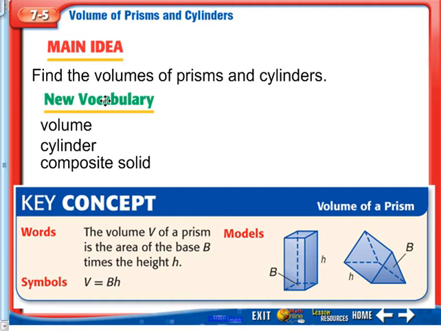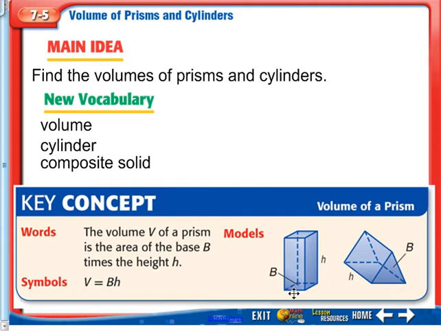For lesson 7-5, we're going to find the volume of prisms and cylinders. So far we've been just working with area. Now when we start talking about volume, we're talking about the space inside of a box. A prism would be like these two shapes here. You kind of think of it more like a box.